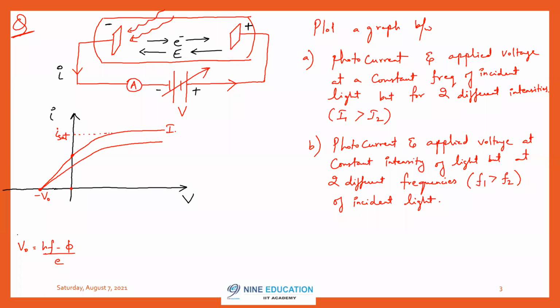So this is I1 and this is I2, where intensity of I1 is greater than I2 and frequency is constant. Frequency is constant. That is why the stopping potential is also same for both the intensities. So this is for A bit. Did you understand this question?